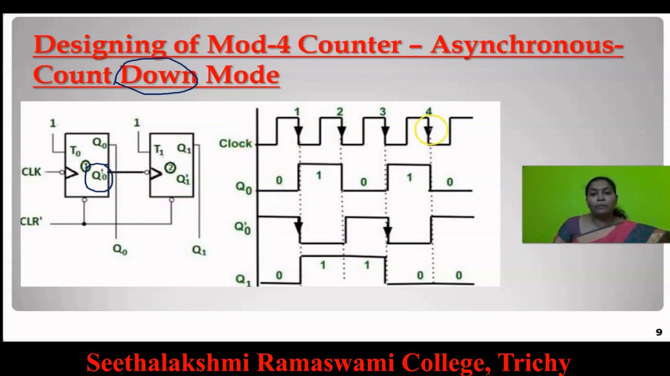So now this is the clock pulse diagram. For Q naught, there won't be any change. Instead of following this Q naught, we need to follow the Q naught prime for this countdown mode. So we are just drawing the mirror image of this Q naught.